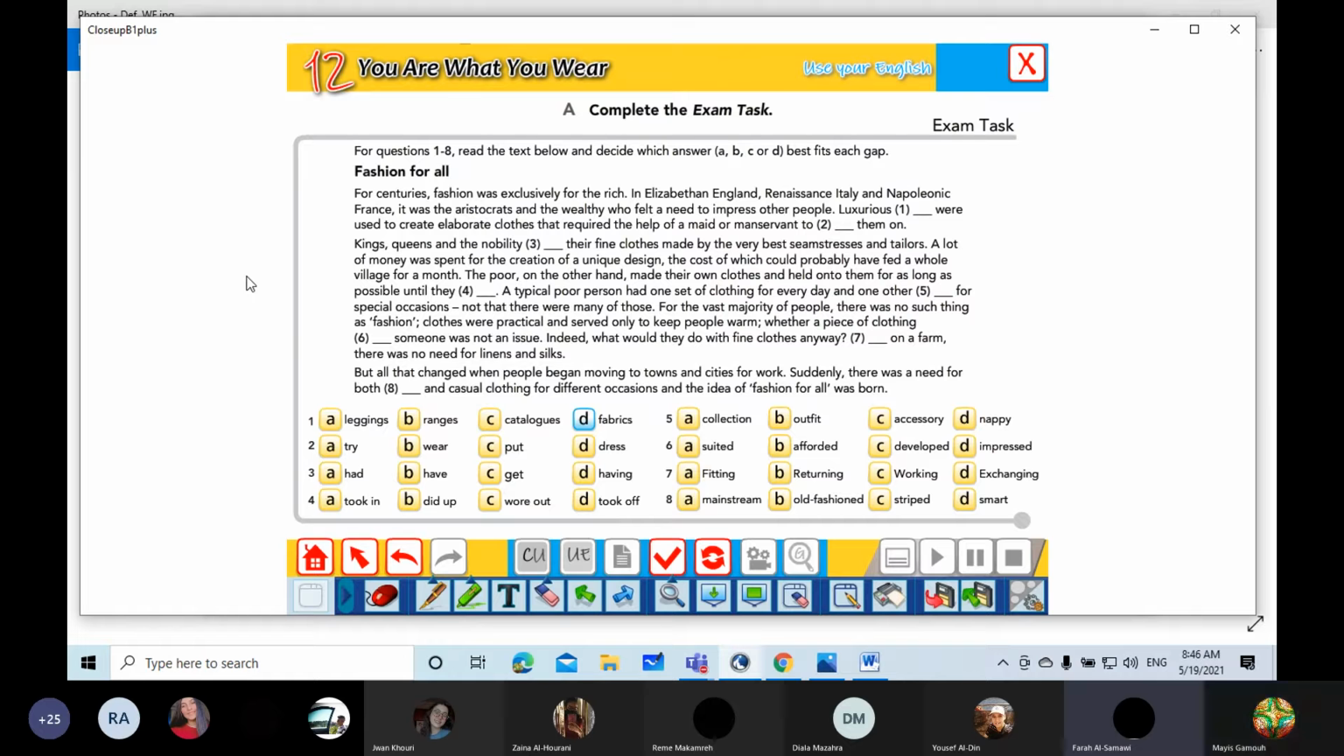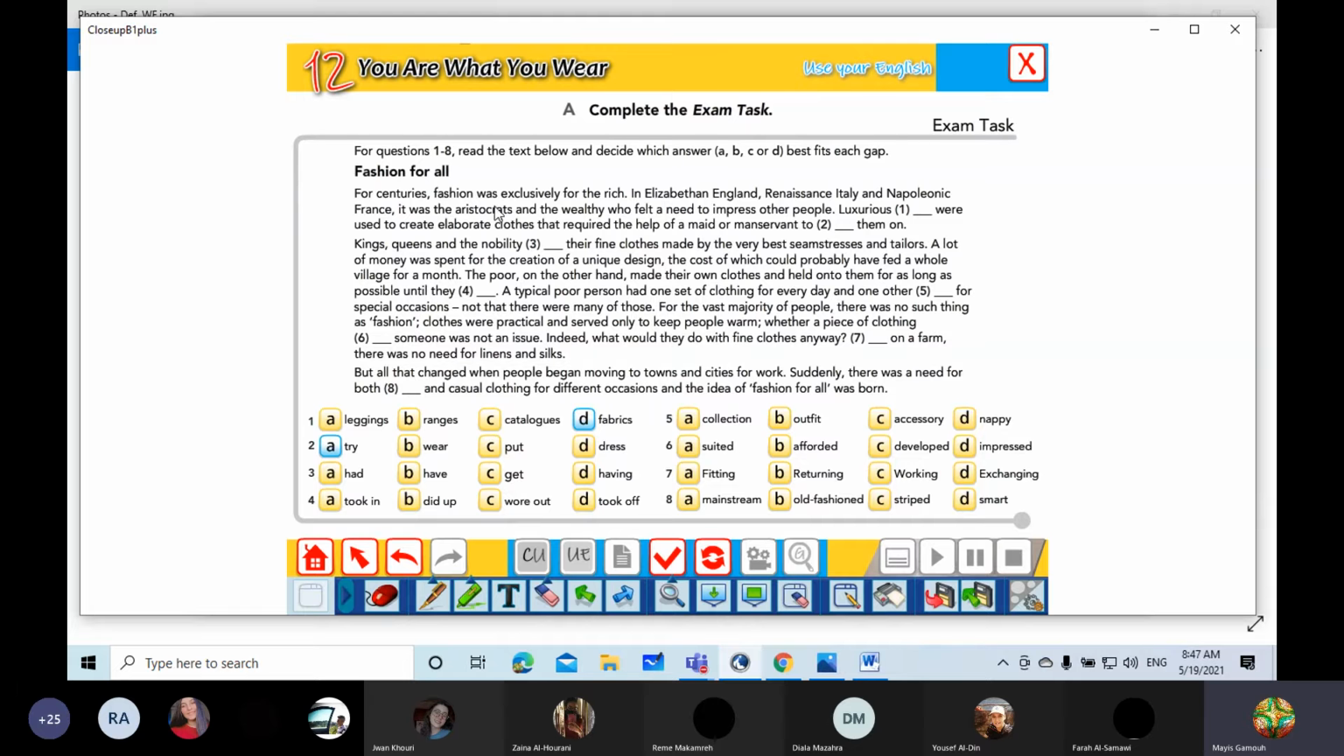create elaborate clothes that required the help of a maid or a manservant to put them on. Let's look, sorry, so it's to try them on. Yes, to try them on. Thank you, dear. So here, let's go back.